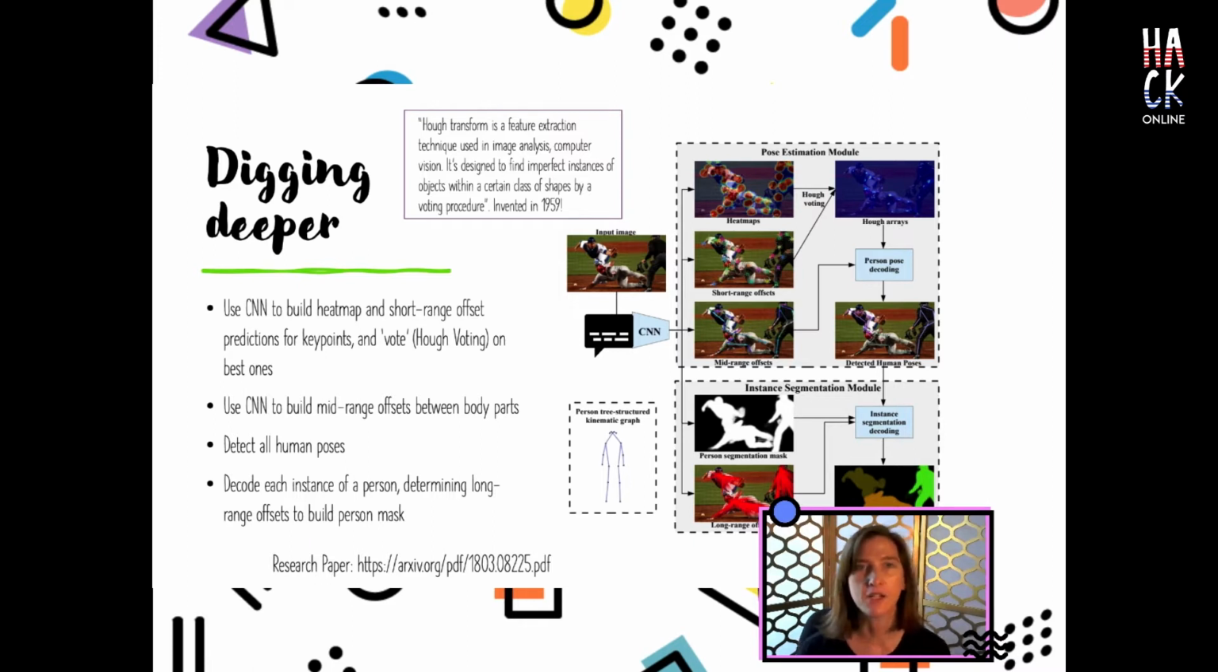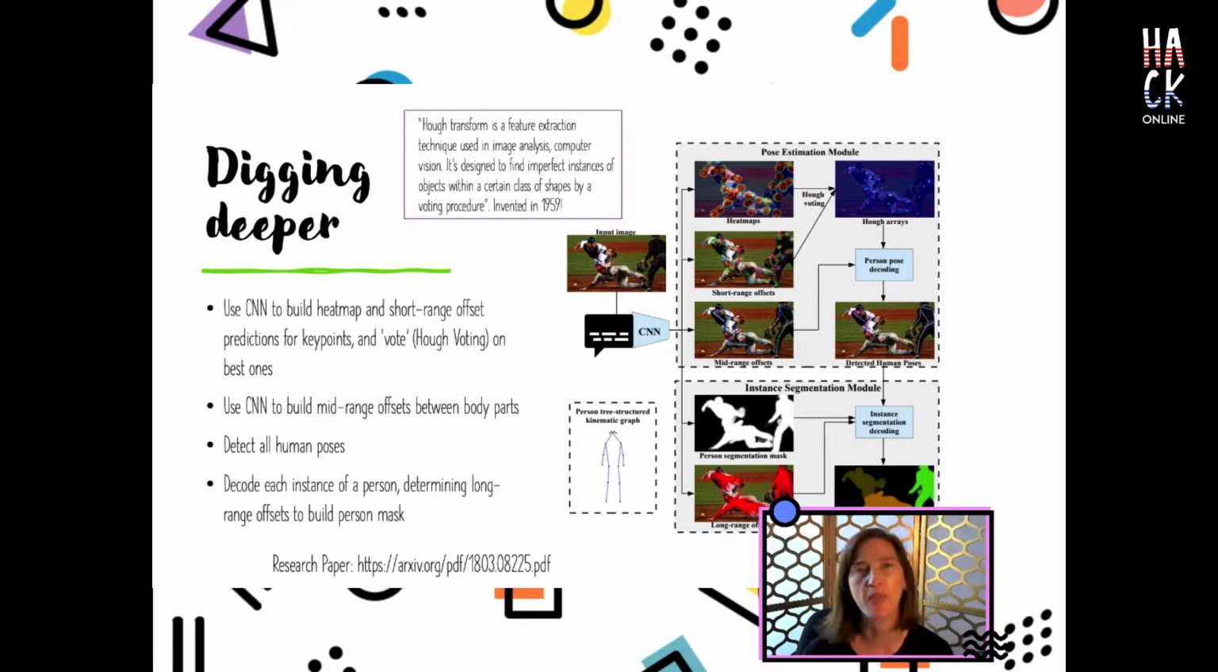So first, it uses heat maps and short-range offset predictions to identify possible key points. And then it uses Hough voting to determine the most precise placement of a key point. And so from those votes, it creates Hough arrays alongside mid-range offsets between determined key points to detect human poses.